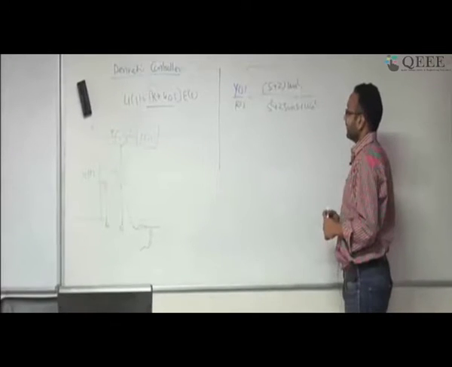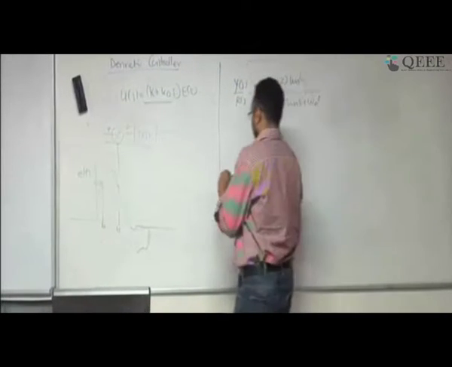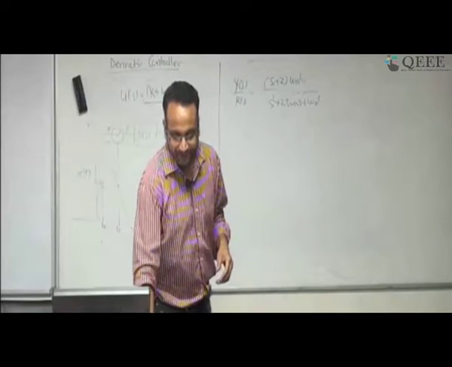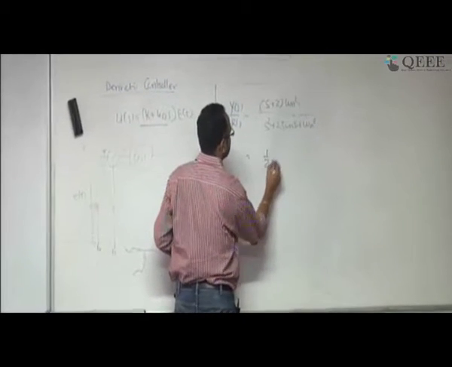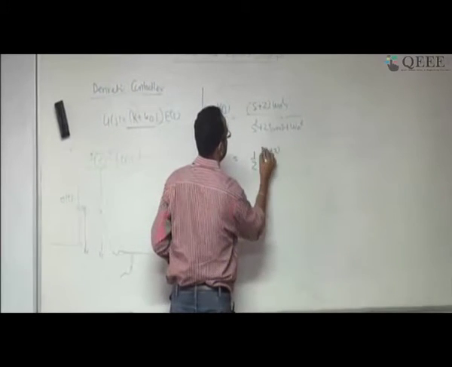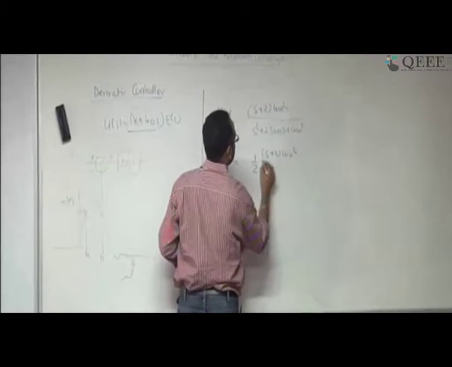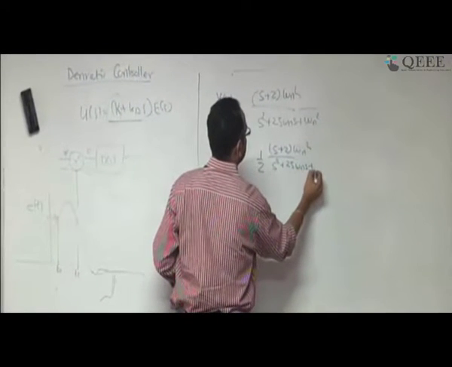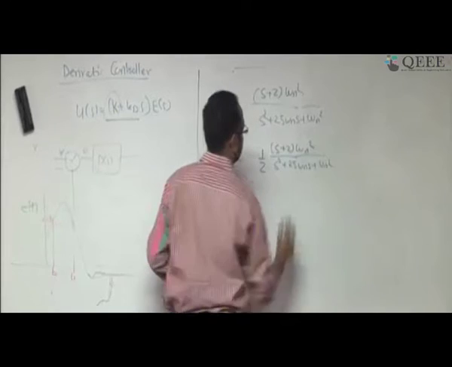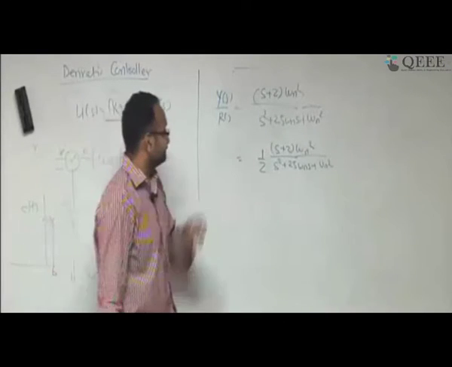This part is there. Now a little bit of manipulation I will do to explain that. Let me add the 1/z term: (s + z) ωn² / (s² + 2ζωn s + ωn²). Okay, this part is clear.